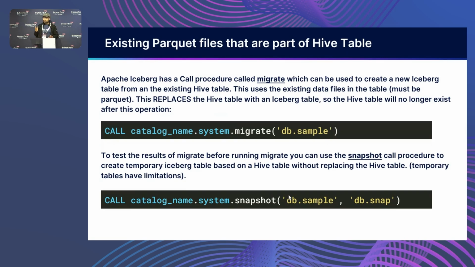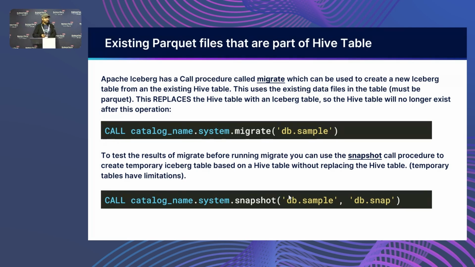Super easy. The only downside, or the only thing to be careful of, is that when you run the migrate command, it does destroy the Hive table. So the Hive table won't be accessible anymore. So generally you want to test it out first. The way you test it out is you use the snapshot procedure. And these are all Spark procedures. So the assumption here is this is part of the Iceberg Spark libraries, okay?